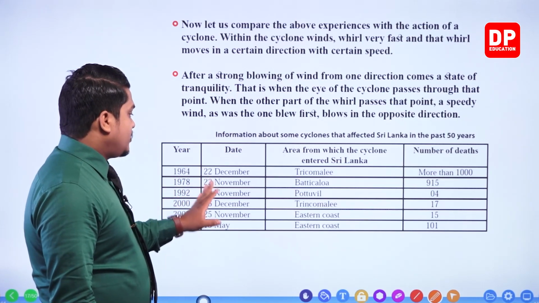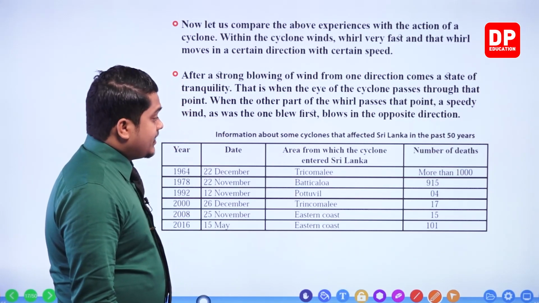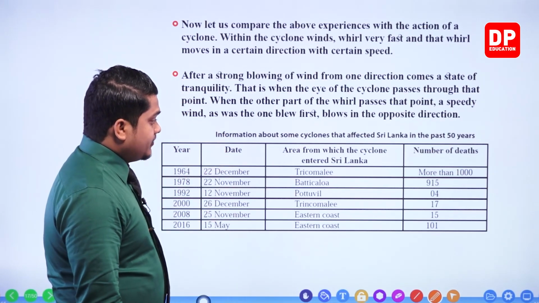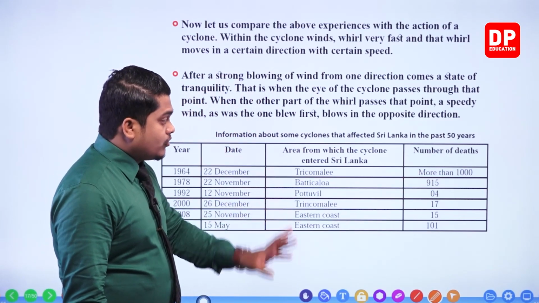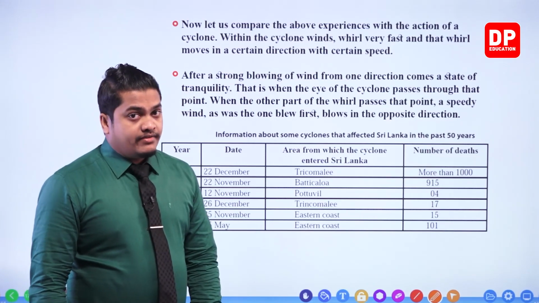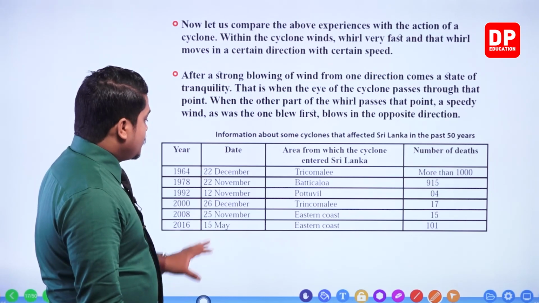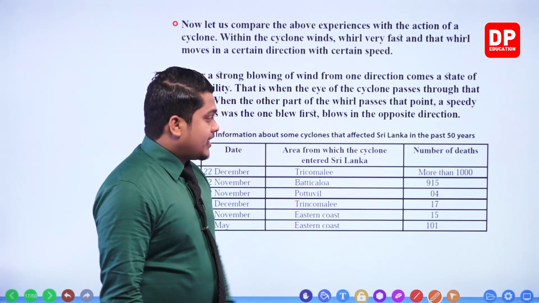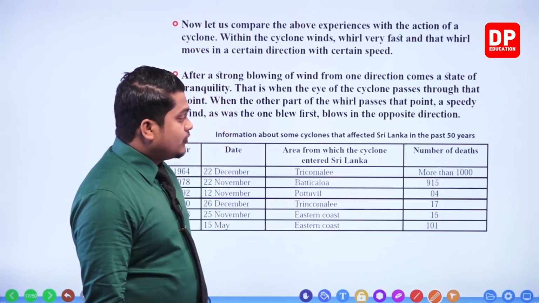Then 1978, 22nd November, from the Batticaloa area, right, a certain cyclone entered. So the death count was more than 915. Then the next one given, 1992, 12th November, from the Pothuil region, the cyclone came to Sri Lanka. So the death count is around 4.